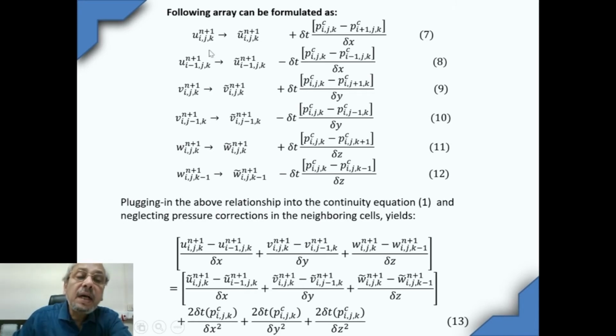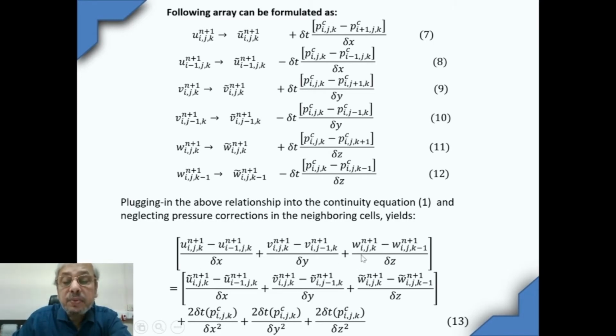So plugging the above relationship into continuity equation 1, which is del u del x plus del v del y plus del w del z, and neglecting the pressure corrections in the neighboring cells, you just substitute into del u del x plus del v del y plus del w del z these u components, v components and w components, and delta x, delta y, delta z. You will get on the left hand side this quantity.